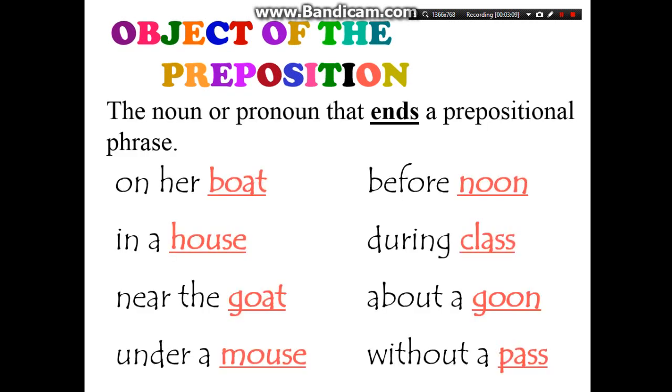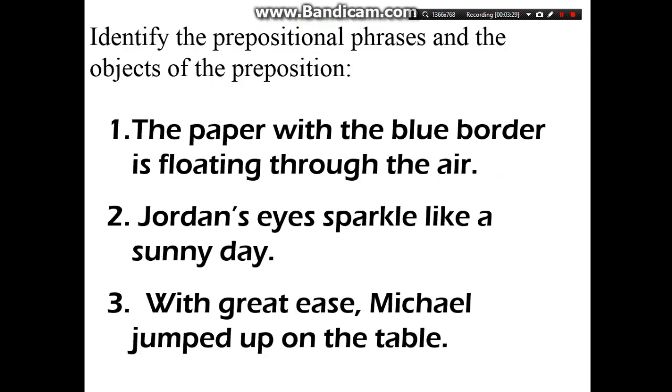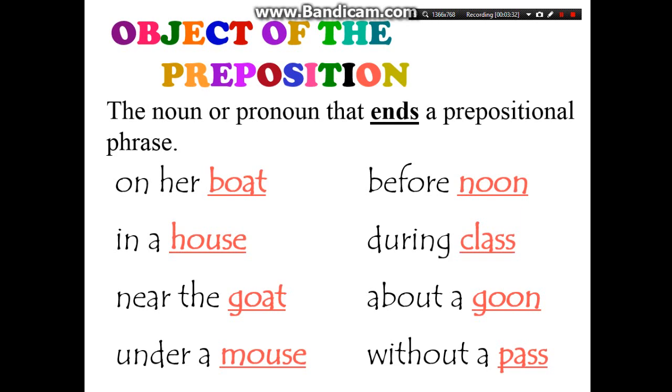So if you look, same phrases we had before, only instead of looking at the prepositions, we are now looking at the objects of the preposition. The beautiful thing about objects of the preposition is they are always the last word at the end of the prepositional phrase. There's not that many things you can say about the English language that are always true, but that is one of them.